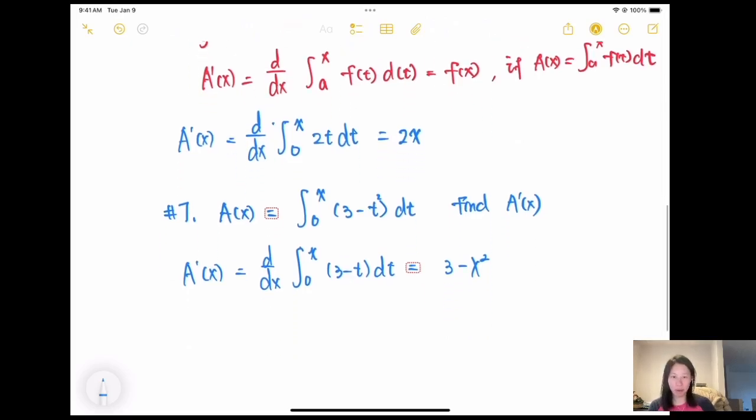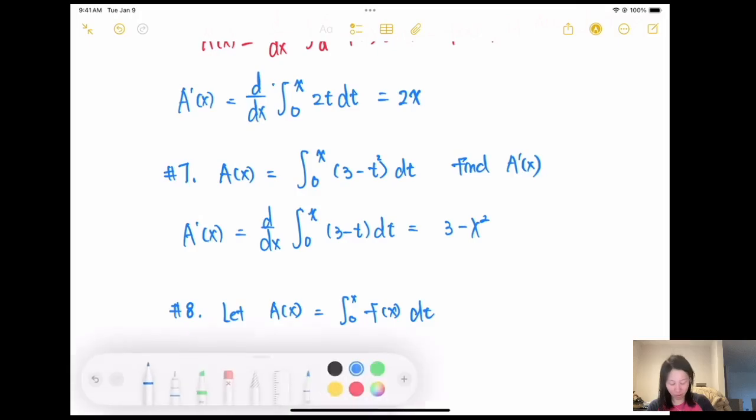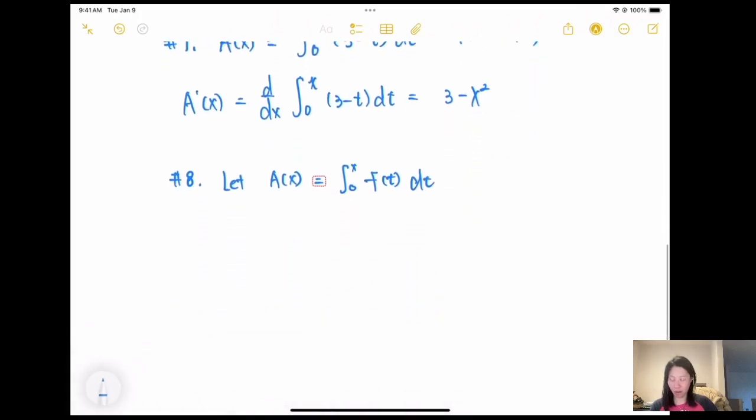Okay, now number 8. Number 8 is: let A of x, the original function, sorry, the capital A of x, be equal to the integral from 0 to x of f of t dt. And now we want to find A prime of 1, A prime of 2, A prime of 3. And they've given you the function here.